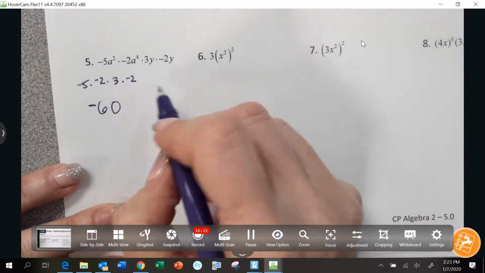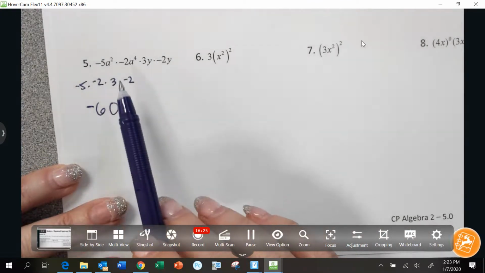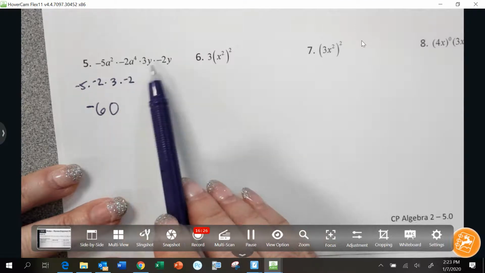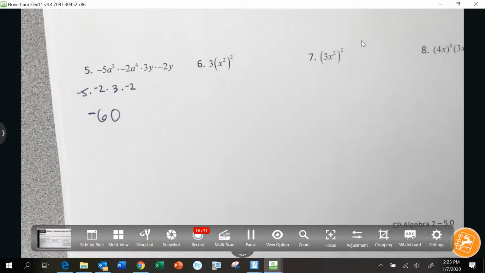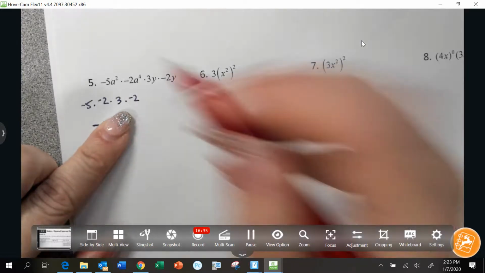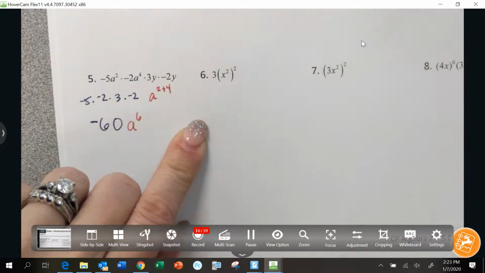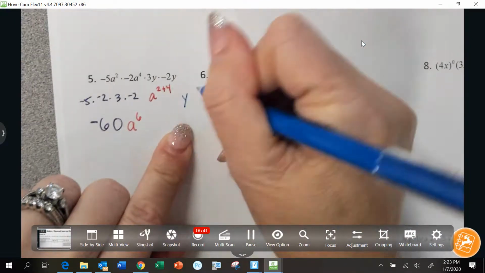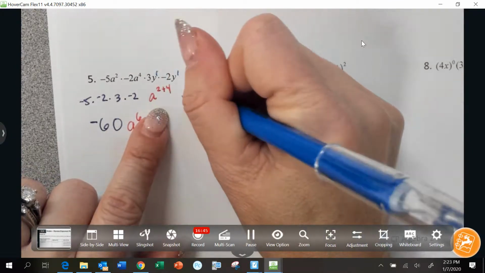Okay, I have done all the coefficients. Now, can I just add up all the exponents? No, because they're different exponents. Okay, so you can only add up the exponents on like bases. So we can add, for the A, we can add the 2 plus 4 and get A to the 6. For the Y, what am I adding here? 1 and 1. Okay.